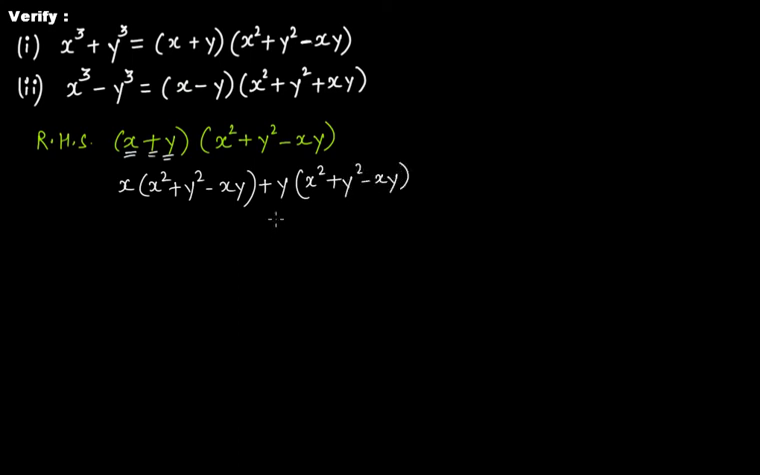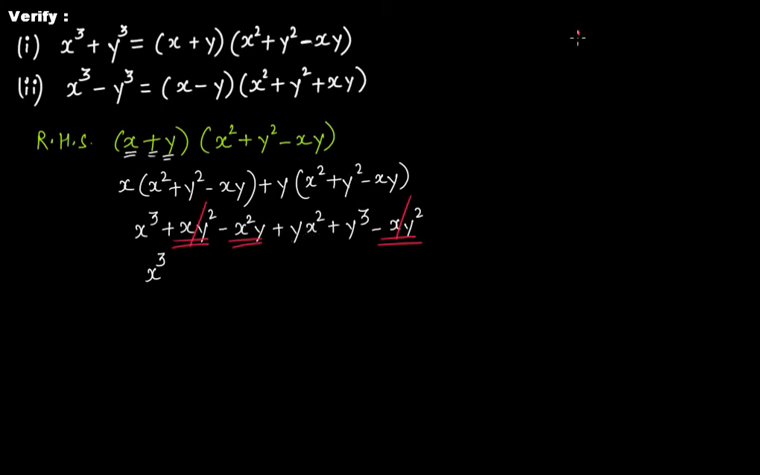The distributive property of multiplication over addition, it becomes x cubed plus xy squared minus x squared y plus yx squared plus y cubed minus xy squared. From here, you get x cubed. Now, if you look properly, this is xy squared, and this is plus xy squared, and this is minus xy squared. So this gets cancelled. Plus and minus becomes zero. Same, it's minus x squared y, and it's plus yx squared.